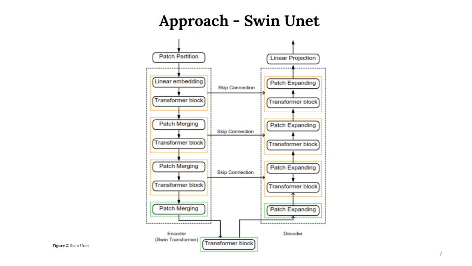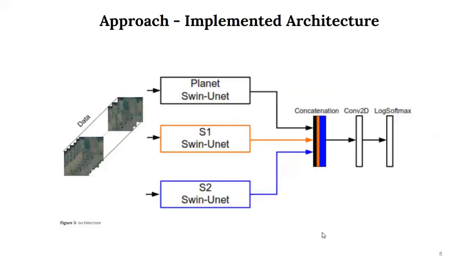The Swin Transformer is a neural network used for image segmentation. It is actually the Swin Transformer delivered as a Unet architecture. For each satellite dataset, we employ an individual Swin Unet. These models are then unified by converting the spectral feature maps into a convolutional layer, which helps in outputting the feature maps.